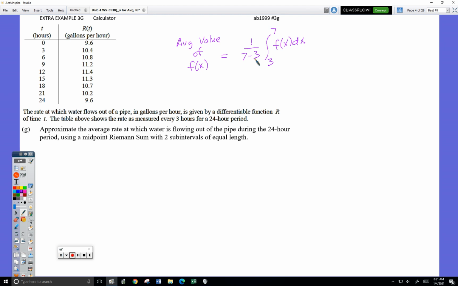Okay, so this problem says, it's the same situation again, but the question asks, approximate the average rate. Average rate, so we're trying to find the average of R, how much water is flowing out of the pipe during the 24-hour period. They say to approximate that average rate using a midpoint Riemann sum.